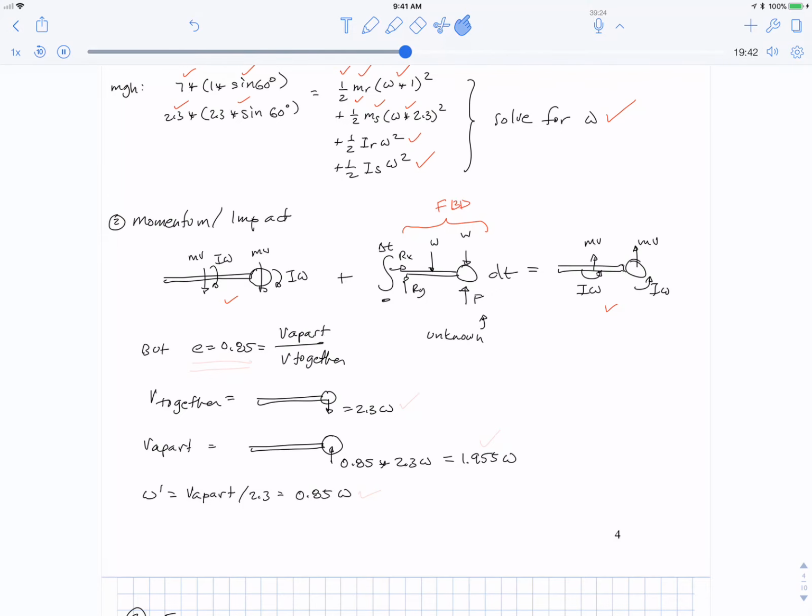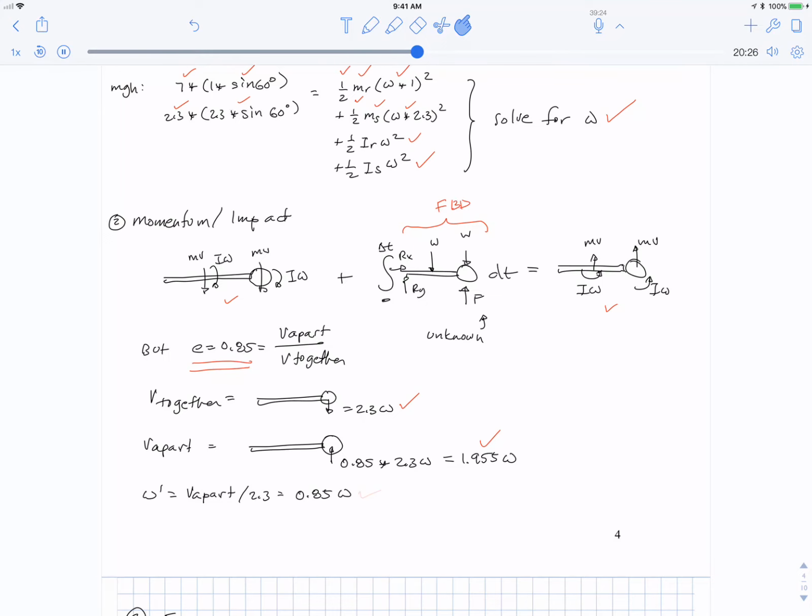But if this were a momentum problem where you're given the forces, this is what you would do. Instead, what we're going to use is this coefficient of restitution, 0.85. The definition of that is the velocity apart divided by the velocity together. What it's saying is that after it bounces, the velocity apart is 85% of the velocity before the collision. So coming together, we know the velocity of the ball is 2.3 omega, and you just solved for that omega. So afterwards, the velocity coming up away from the ground is 85% of that. So 0.85 times 2.3 is 1.955 omega.